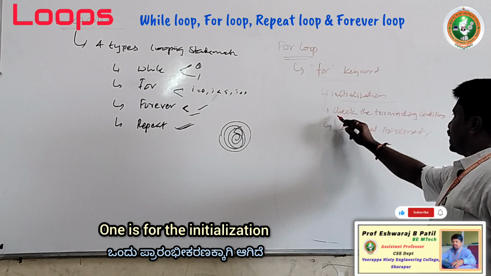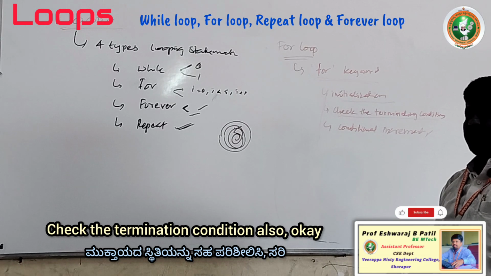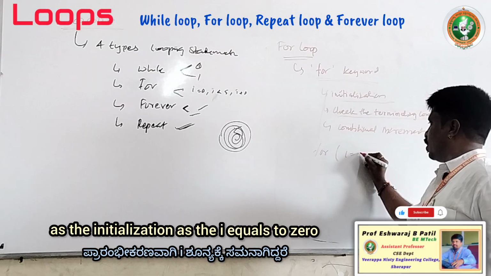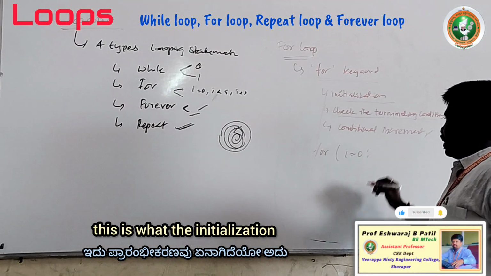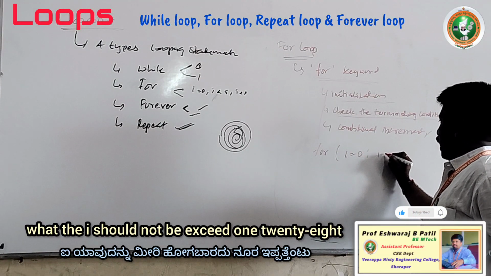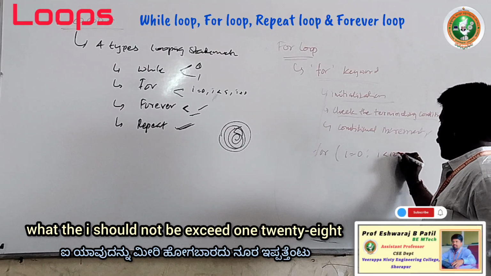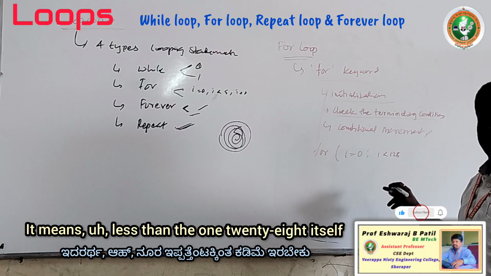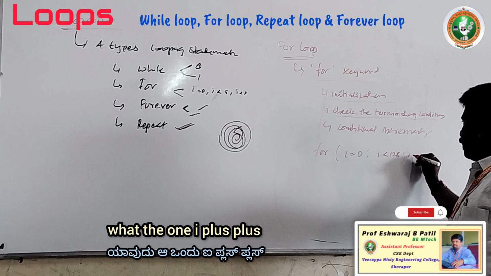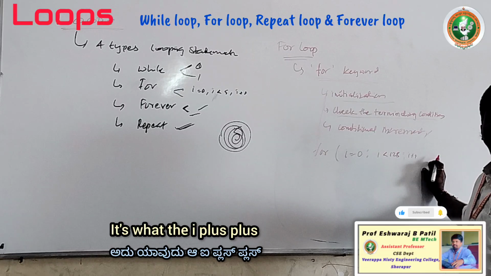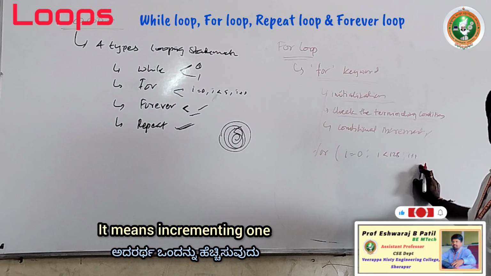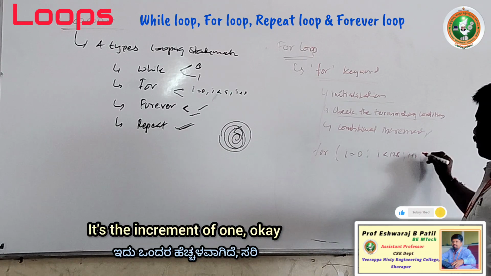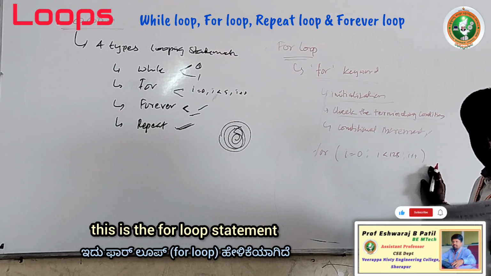We have three parts in the for loop. One is the initialization, and the check of the termination condition also. For example, the for loop has the initialization i = 0. Then the for loop condition is that i should not exceed 128, as an example. It means less than 128 itself. Then it is to be incremented by 1, i++. In C, i++ similarly means incrementing by 1. This is the for loop statement.